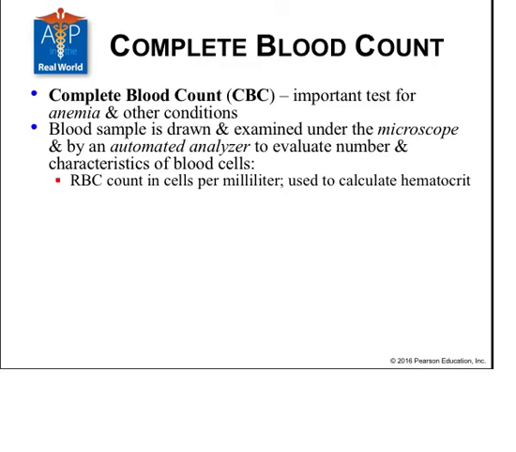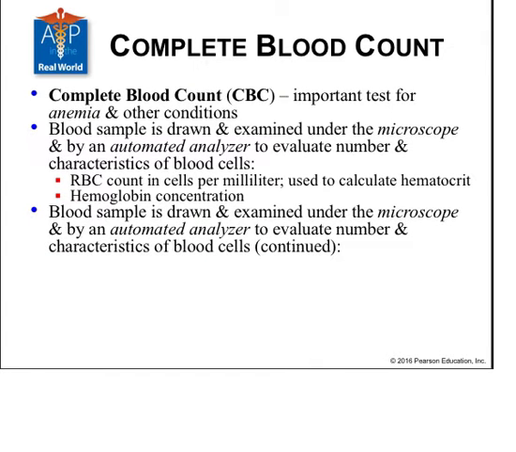Red blood cell counts are made in cells per milliliter and used to calculate the hematocrit. It's also a direct measure of the hemoglobin concentration. The higher the crit, the higher the hemoglobin concentration, the higher the oxygen carrying capacity of the blood.